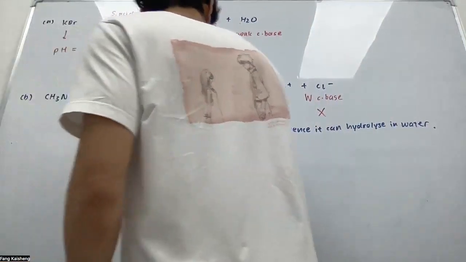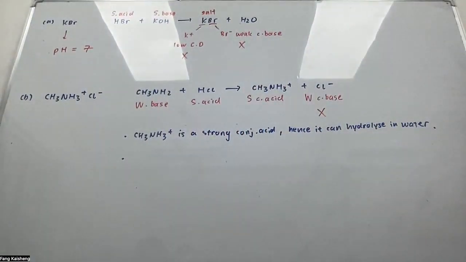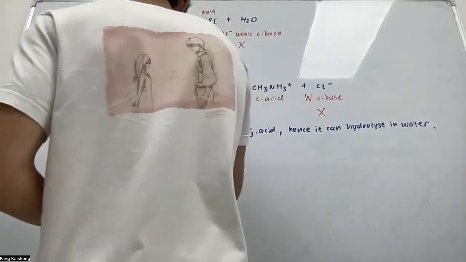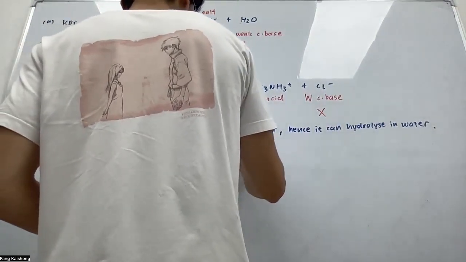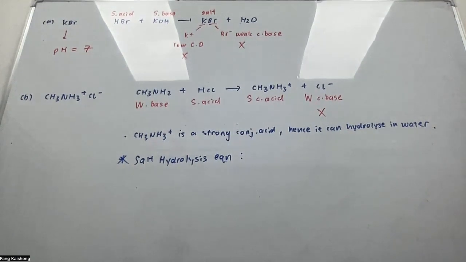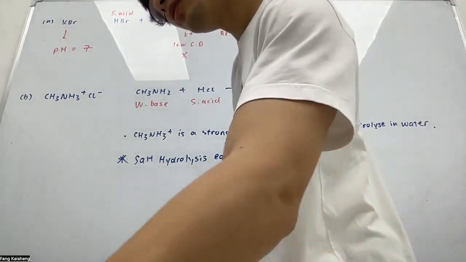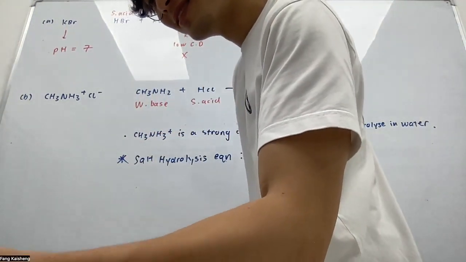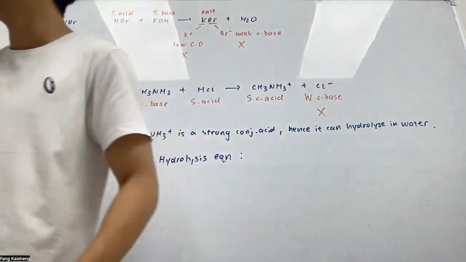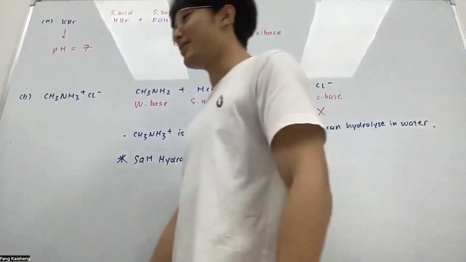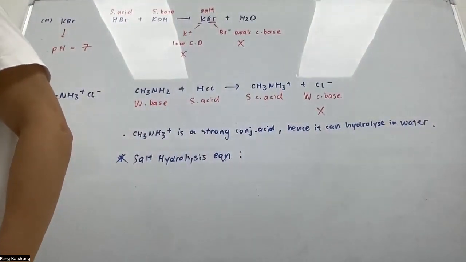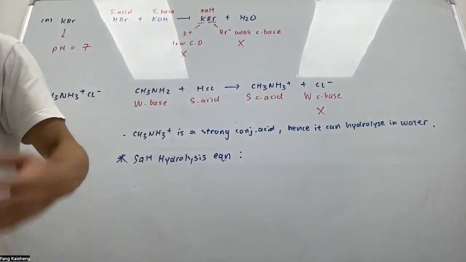Next. Guys, if it can hydrolyze, what must you write? You can come up with an equation. So the salt hydrolysis equation is what? This is the most important part. Let's start. Go and try. Okay, let's conclude. So what's the pH of this resulting salt?